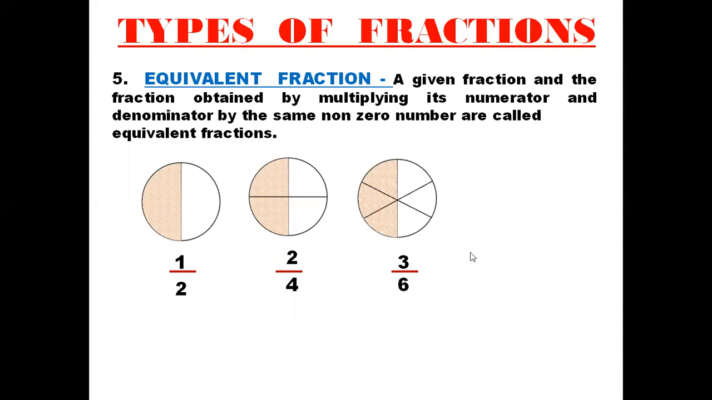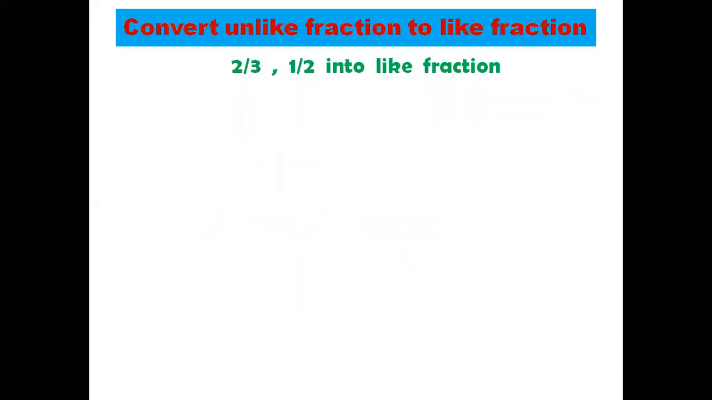So 1 times 3 is 3 here. We get 3 in the numerator, and 2 times 3 multiplied in the denominator gives us 6. So these are equivalent fractions. Now we see the conversion of unlike fractions to like fractions.